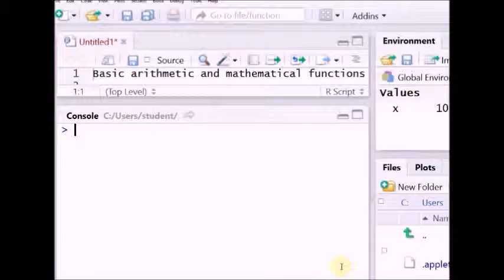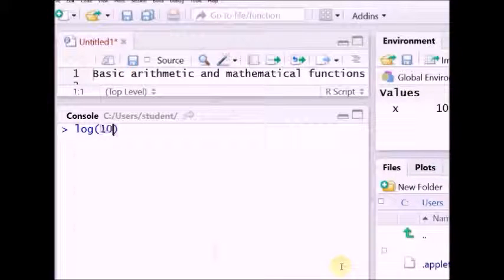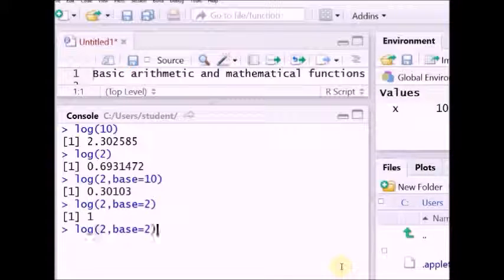Next, to implement the log functions, suppose we write log 10. So log 10 means the answer is 2.30258. So log 10 is nothing but log 10 base e. Suppose log 2 base e. Okay. Now explicitly we can define the base also. So log 2 base 10 is 0.30103. Log 2 base 2 is 1. Log 10 base 2 is 3.321928.